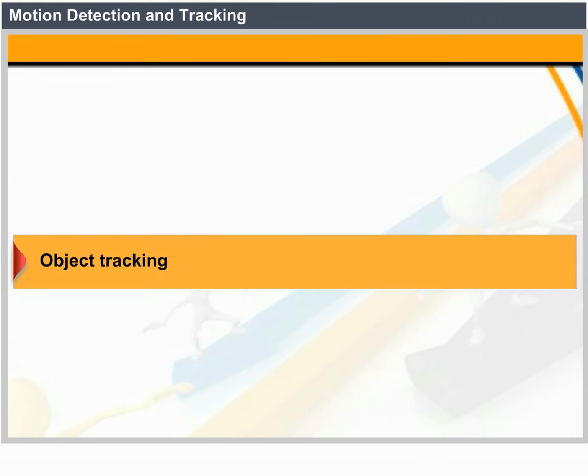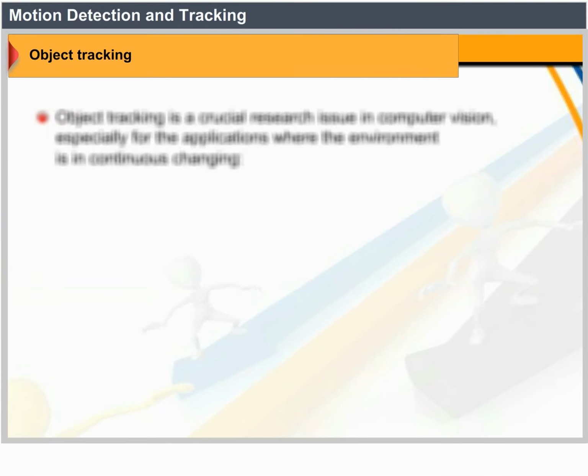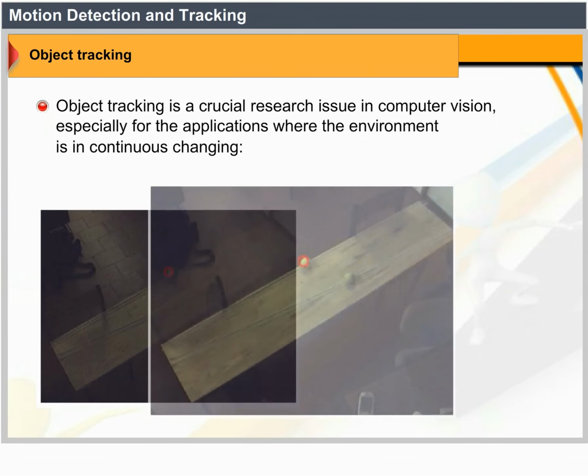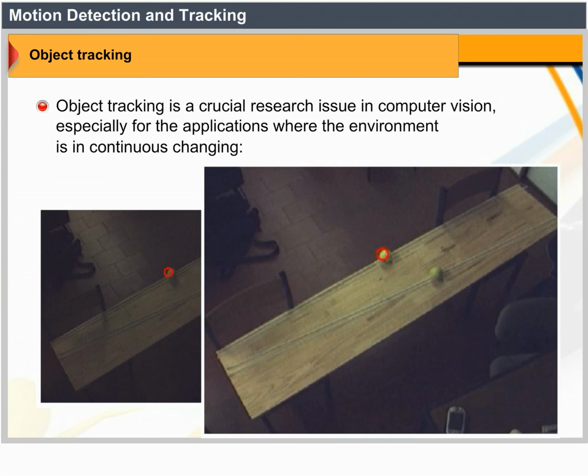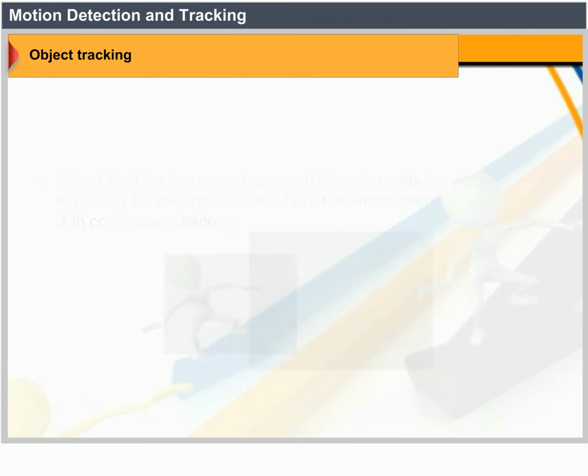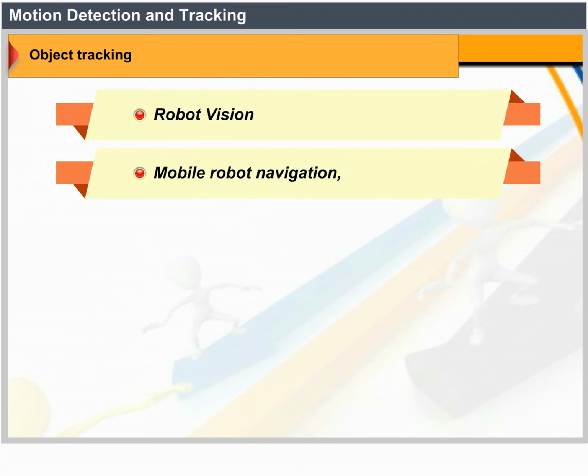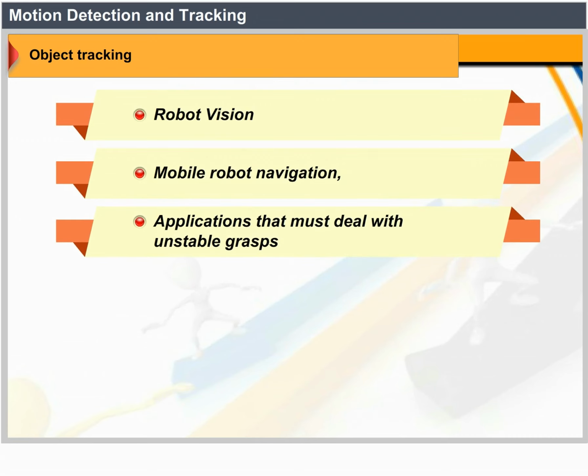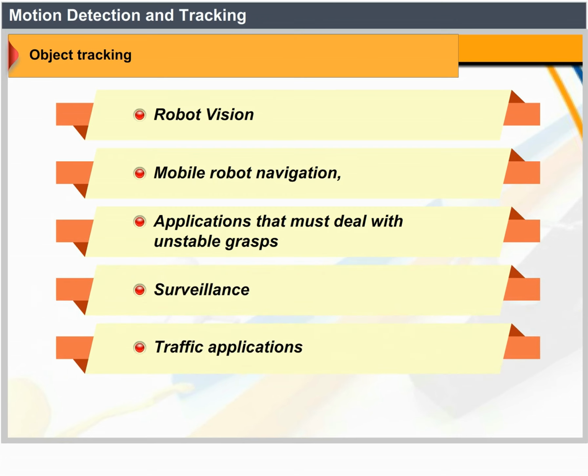Object tracking. Object tracking is a crucial research issue in computer vision, especially for applications where the environment is continuously changing. Robot vision. Mobile robot navigation. Applications that must deal with unstable grasps. Surveillance. Traffic applications. Human motion capture.